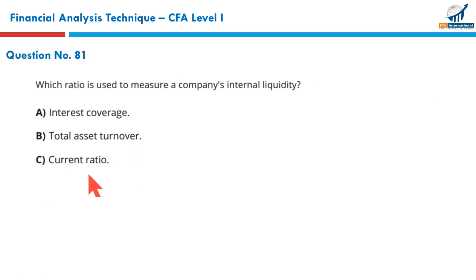Question 81. Which ratio is used to measure a company's internal liquidity? Total assets turnover is an activity measure. Interest coverage is a solvency measure. Current ratio, yes, this is the measure of liquidity. C.